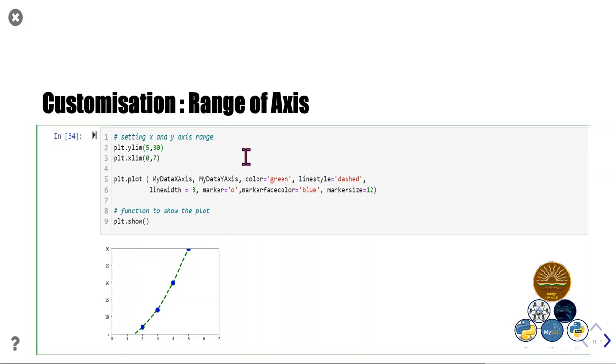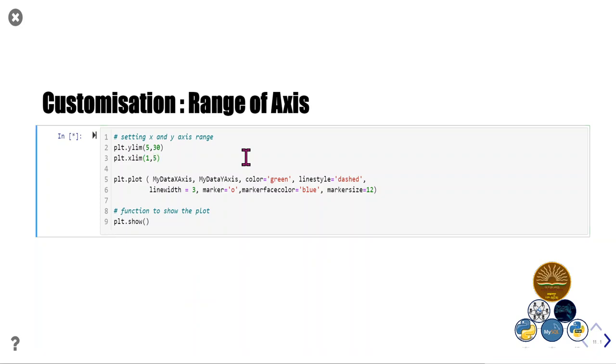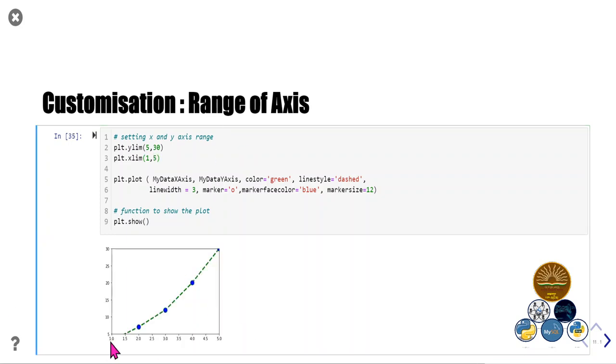Now suppose I want to change my x limit also. Let me start from 1 and move only up to 5. So now you can read the x-axis and y-axis: it is reading from 5 to 30 and 1 to 5. So likewise, you can change the x-axis.